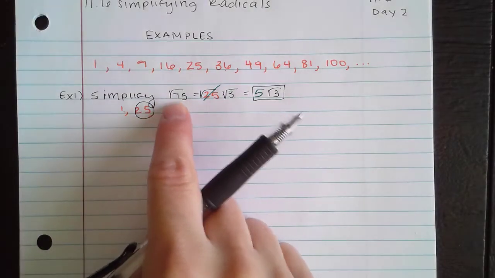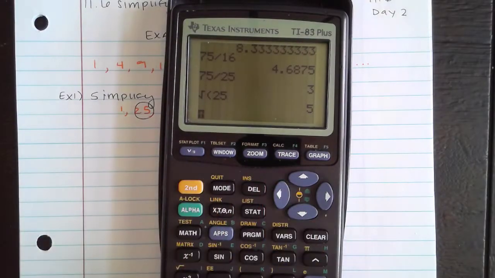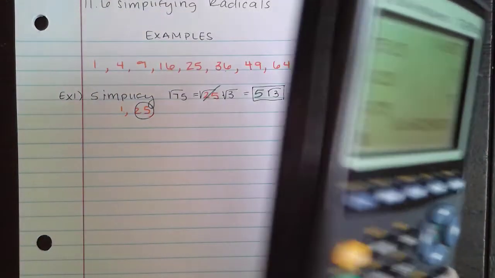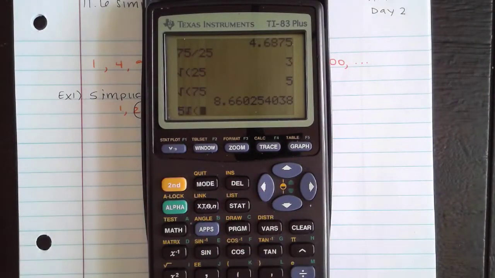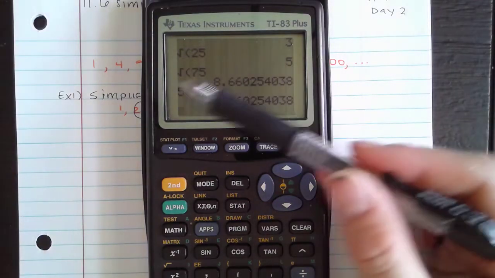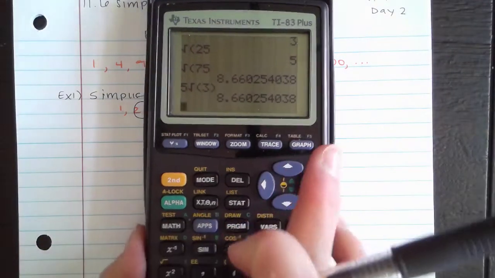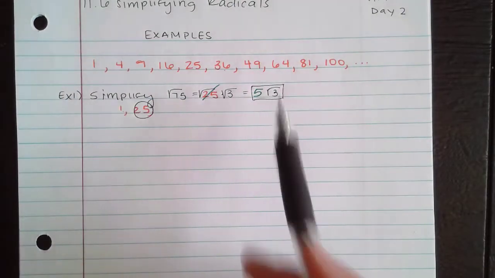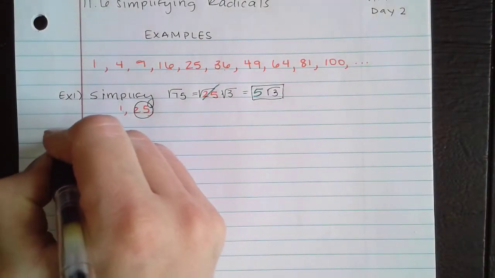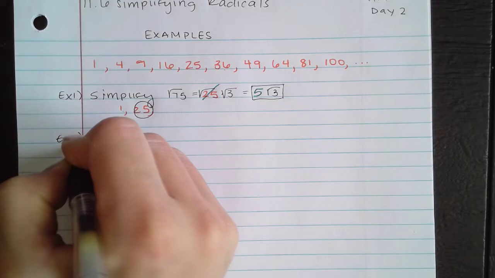If I give you the square root of 75, let's actually check this out. The square root of 75 is equal to 8.66 something something, and 5 roots of 3 is equal to the same thing. So those are equivalent, and you can check to be sure that your answer is correct that way. All right, I might do a few more problems a little bit quicker.